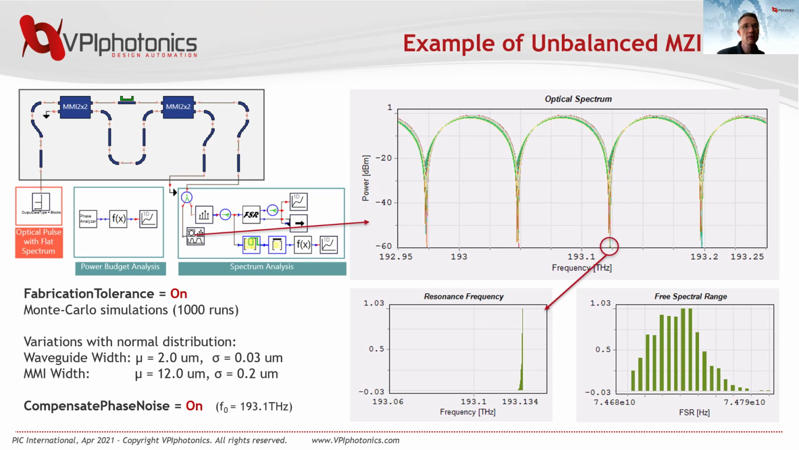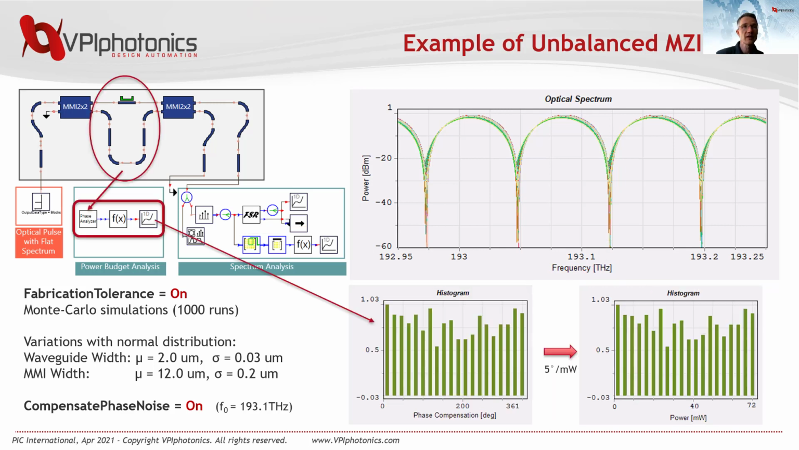Now, playing the automated phase noise compensation, here for a reference frequency of 193.1 THz, we see a drastic improvement of the overall MZI performance. Note that we can still see some fluctuations of the resonance frequency of the device. This is due to the fact that tolerances in the MMIs and of the waveguide attenuation are not compensated for yet.